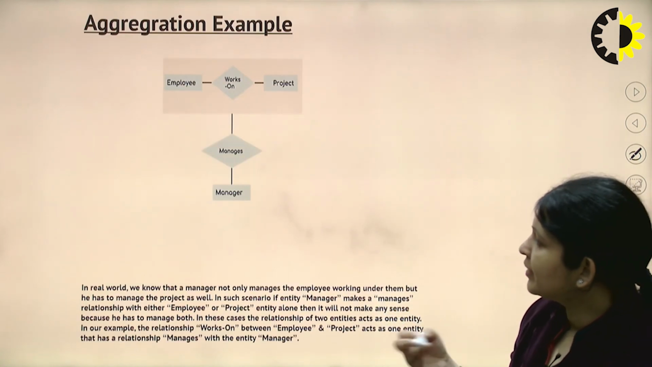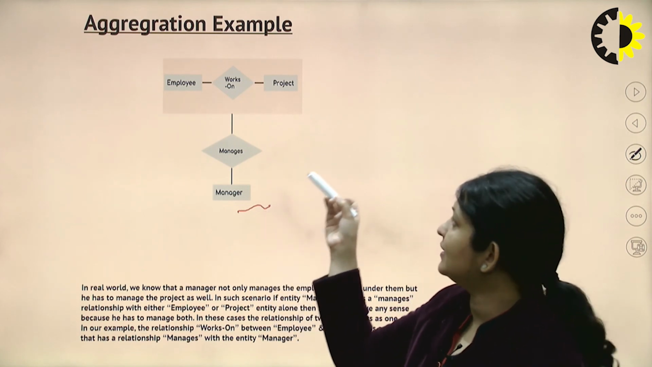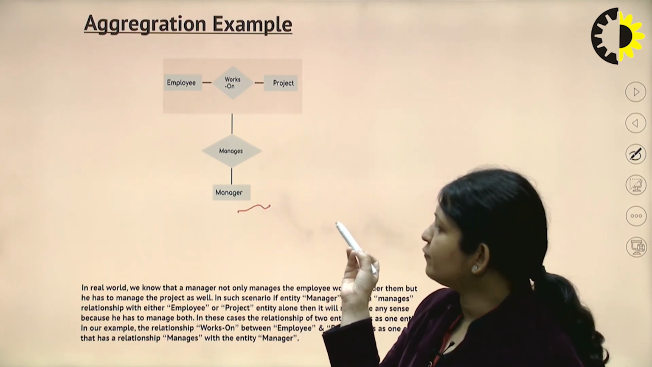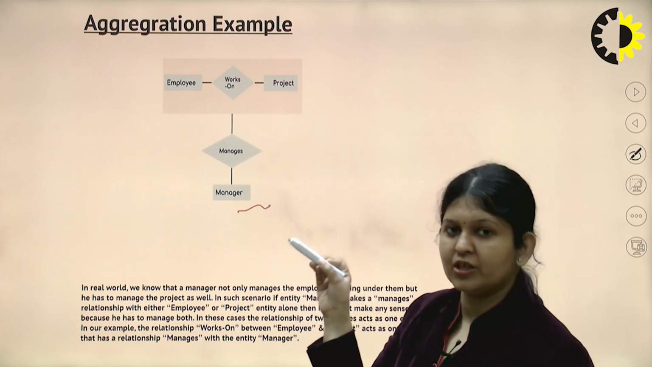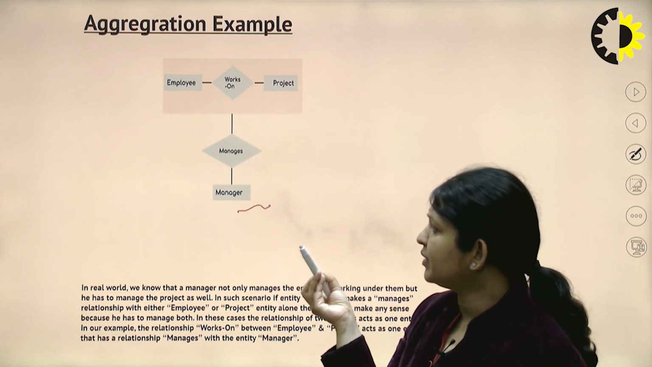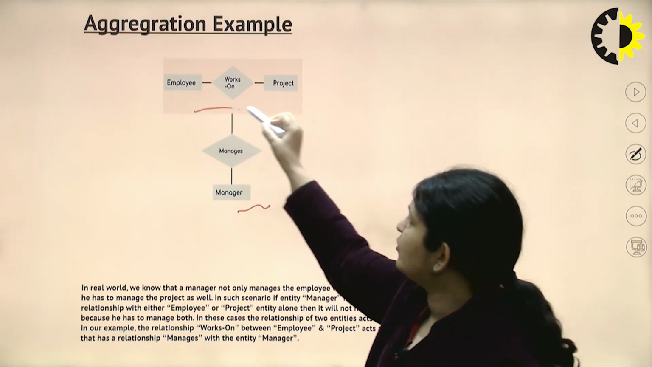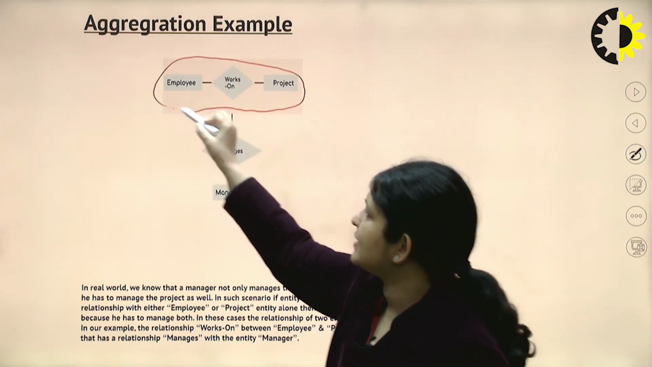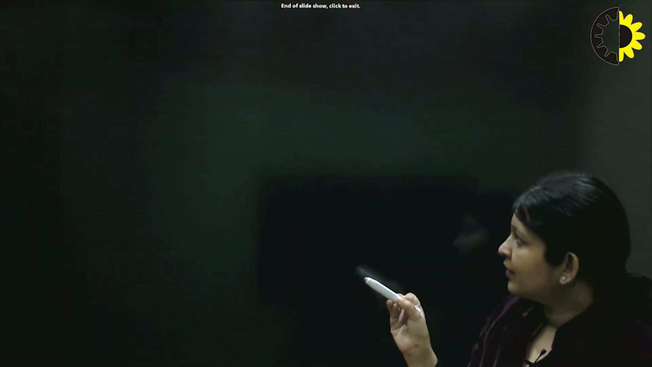Say there is a manager who manages both the employees and the projects. Now, if we take separate relationships of the manager with the employee and with the project, it doesn't make sense because the manager is managing both. So here the manager manages an employee who works on the project. This is taken as a single entity. This is called aggregation. Thank you so much.